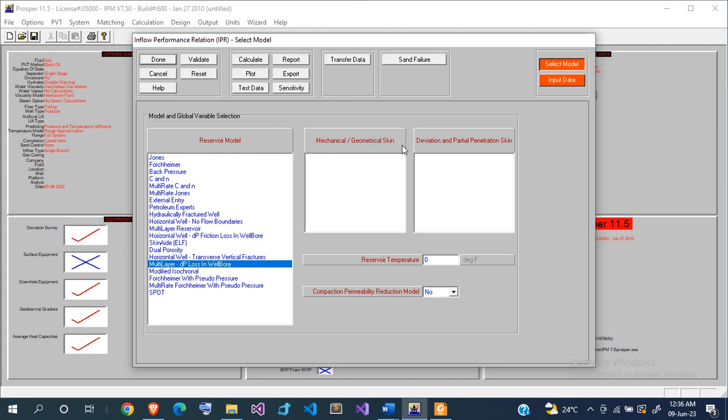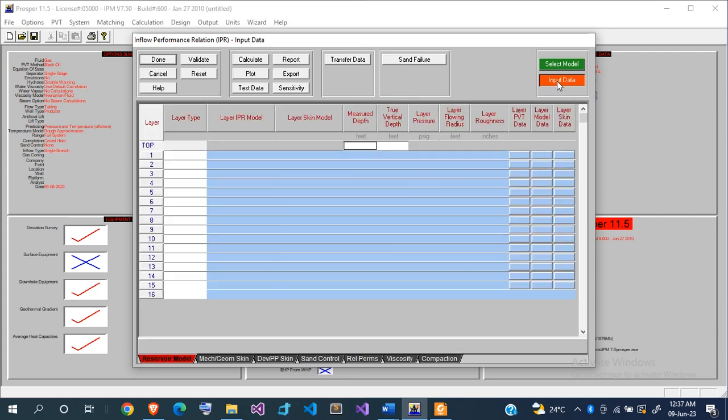Okay, so I'll go first by supplying the temperature. The temperature I told you at the reservoir rose to 230 degrees Fahrenheit, not the unit place. So unit is still at degrees Fahrenheit. Okay, so let's proceed. I've selected the model, so the next thing is to input the data for the model.